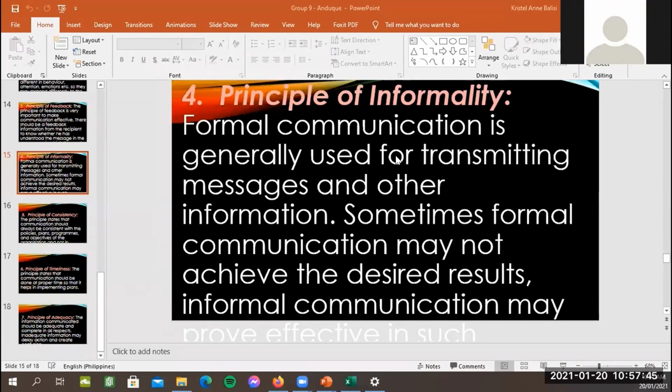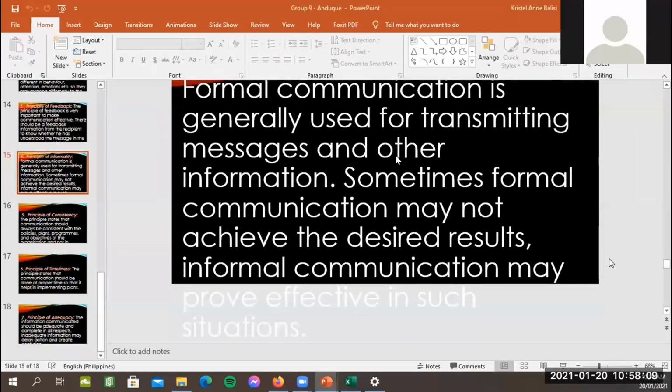Number 4 po. Principle of informality. Formal communications are generally used for transmitting messages and other information. Sometimes formal communication may not achieve the desired result. Informal communication may prove effective. Dito naman po sa number 4, karaniwan daw po itong ginagamit para magpalit ng mensahe at iba pang impormasyon. Pero minsan po naman hindi nila nakakamit ang nais na resulta sa informal communication.